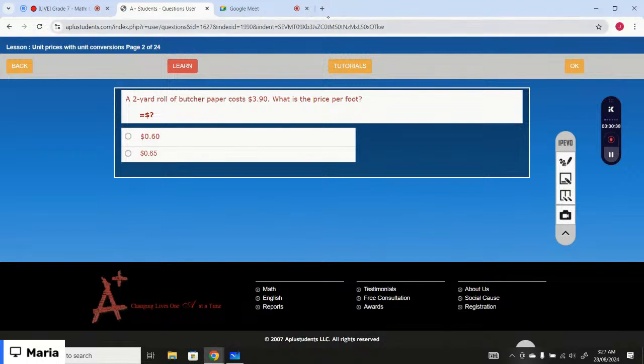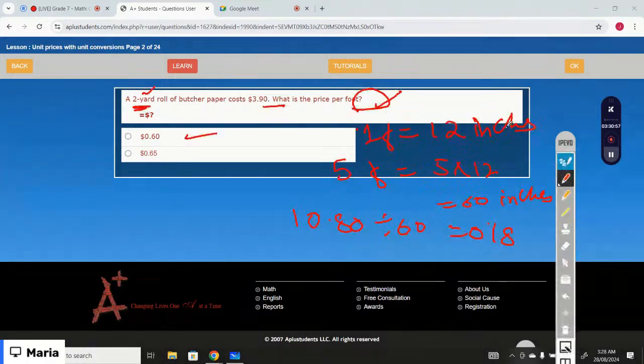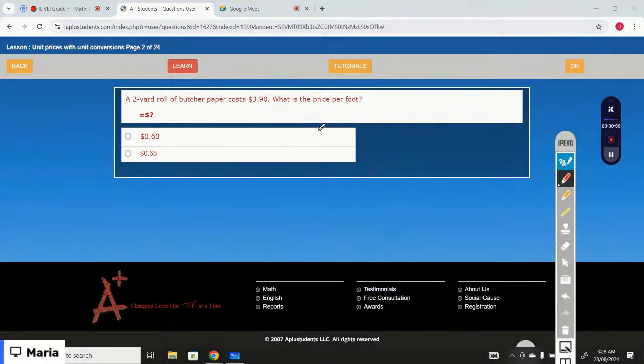You have to convert 2 yards to feet. So you have to use the basic units. We know that 1 yard equals 3 feet. So you have to convert 2 yards. You have to do 2 times 3. So that equals 6 feet, right?